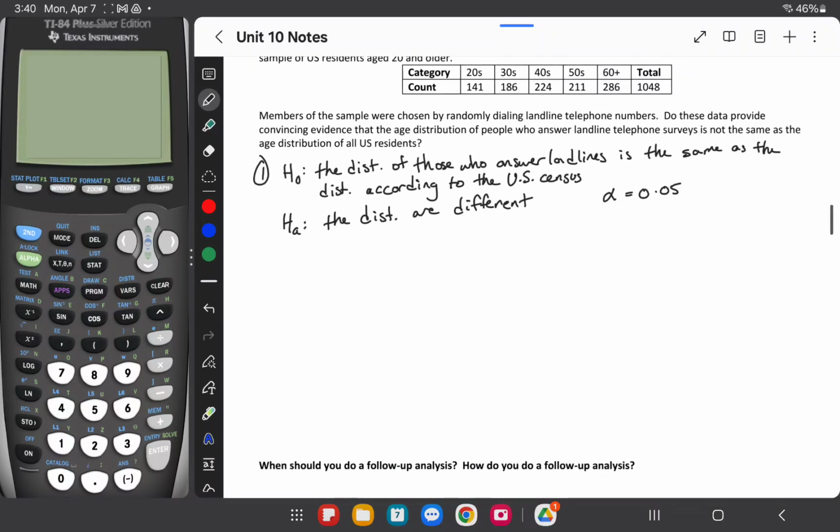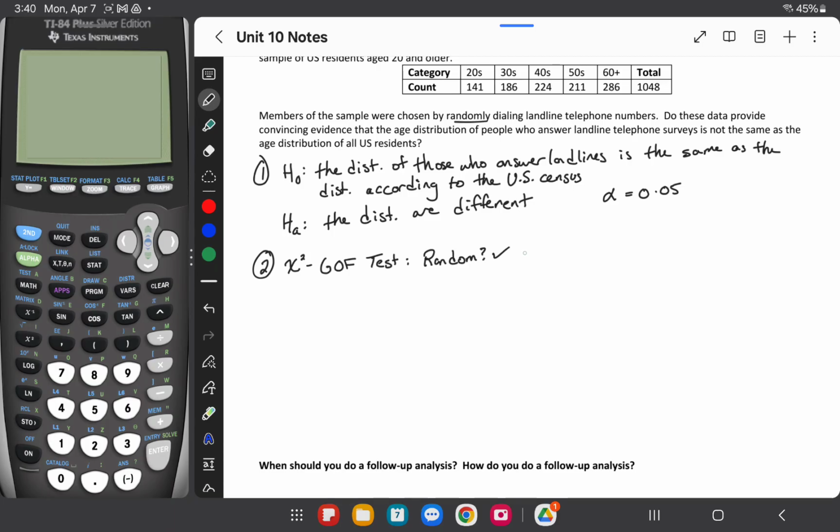Next, let's run through our plans. We're going to say what exactly the test is we're doing. This is going to be a chi-squared goodness of fit test. So chi-squared and then GOF, I'll go ahead and abbreviate, goodness of fit test. Next, let's check our conditions that must be met. The first is randomness, which it does say up here that we are randomly dialing landline telephones. So yes, that condition is met. Next, let's check 10% condition.